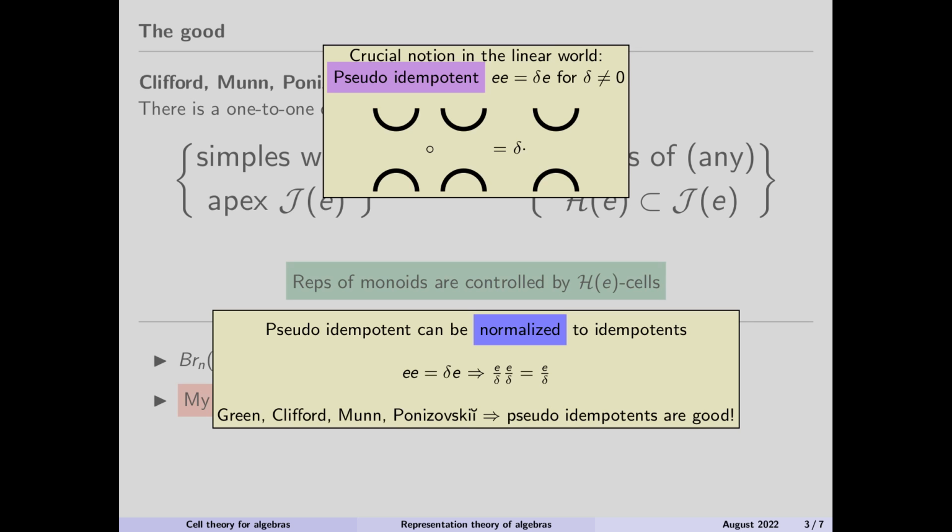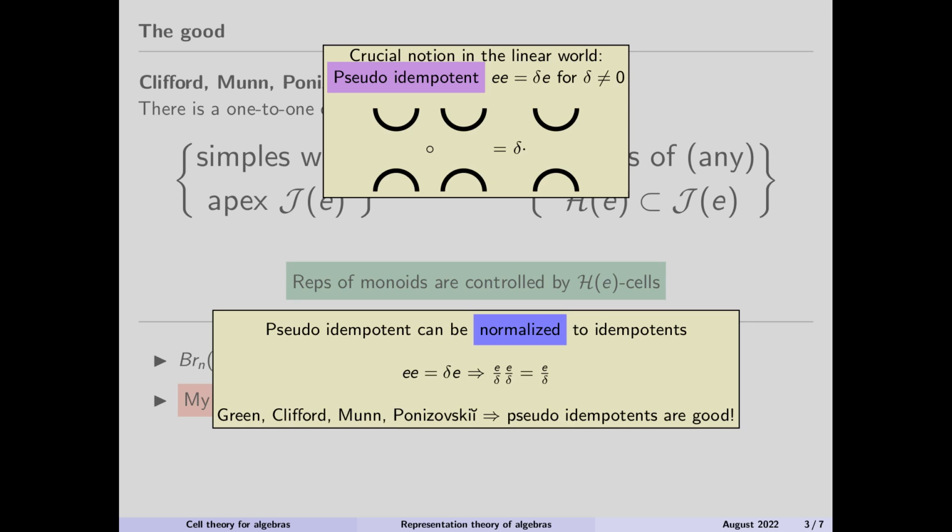And now it will simplify to one of the delta. So this is a nice trick you can play, very simple of course, a trick you can play in the linear world. And it turns out that this is the correct notion because I can always rescale everything. So we should look for pseudo-idempotents. These are called pseudo-idempotents instead of idempotents.